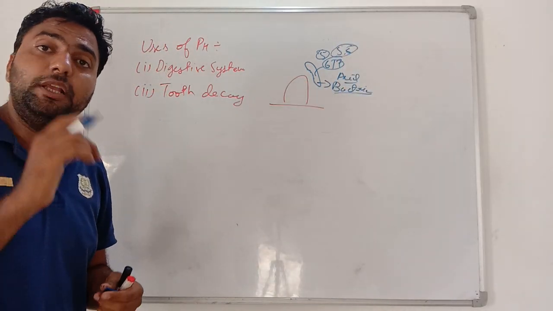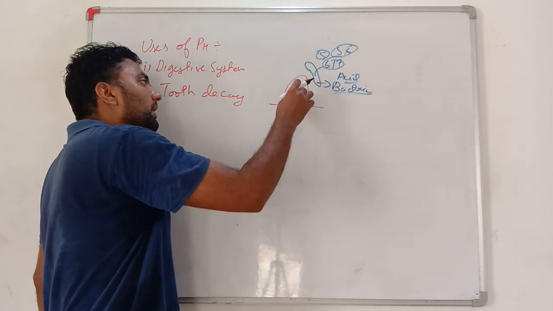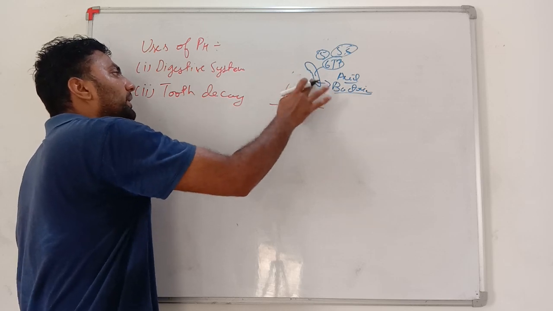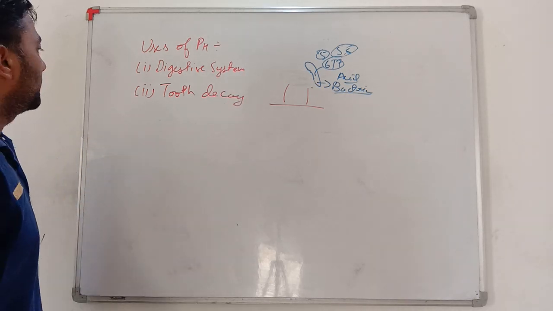But if it is below 5.5, and we know our teeth is made of calcium, it will start corroding and holes will be created. Okay, cavities will be created.